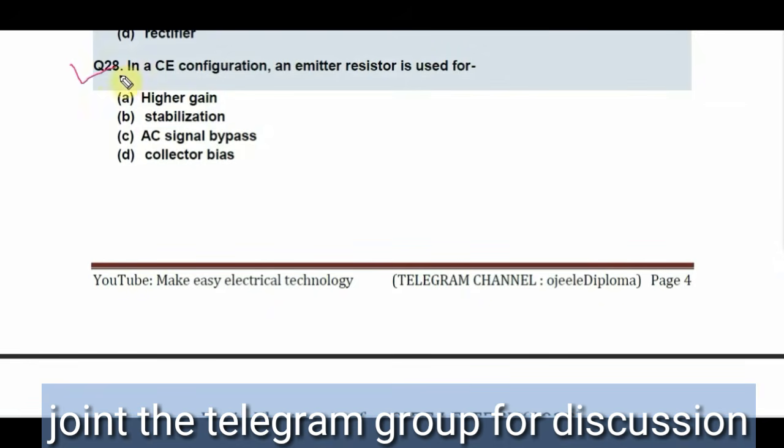Next question, in a common emitter configuration, CE configuration, an emitter resistor is used for the stabilization. We use the emitter resistor in the common emitter configuration. Option B is the correct answer.